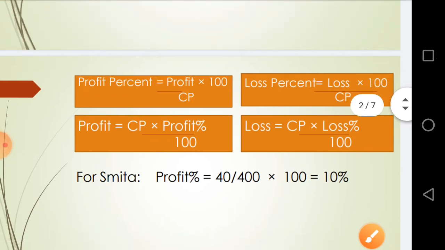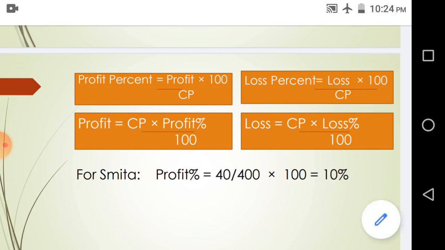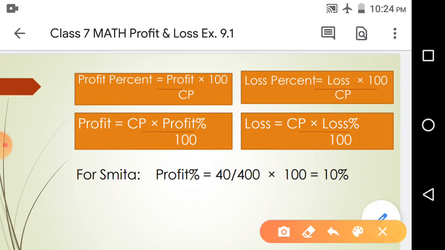Now the formula for profit percent is given, because the profit is on the amount of CP, on the amount of cost price. So this profit is out of CP. For the profit percent we can use: profit percent is equal to profit by CP into 100. Now if it is loss, then again this loss is out of this CP, so loss percent is loss by CP into 100. This is the formula for loss percent.